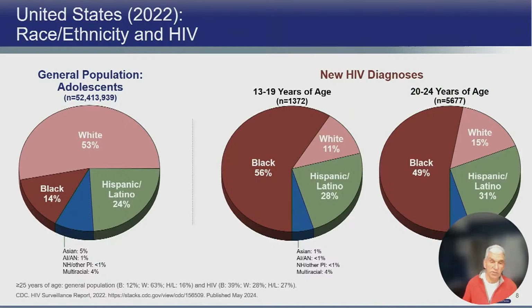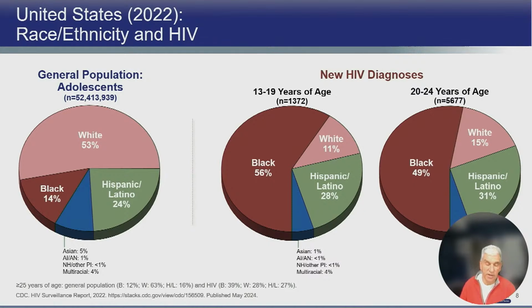the adolescent population. We know that when we look at the demographics, they're not the same in the general population. In the general population of adolescents, 53% are white, but in new HIV diagnoses, 11% in 13 to 19 and 15% in 20 to 24. Black in the general population make up about 14% of our general population of adolescents. But in HIV diagnosis, 56% of 13 to 19 years old and 49% of 20 to 24. And a relatively similar thing for Hispanics.